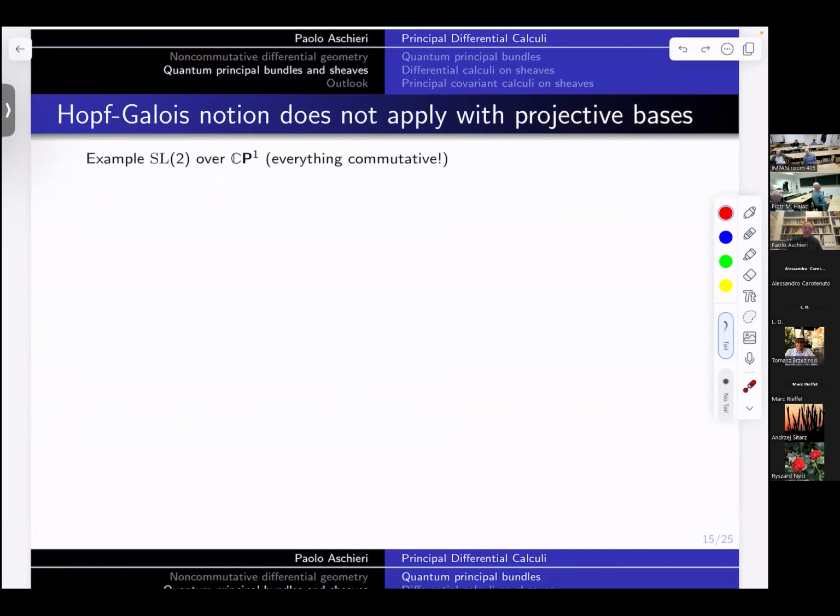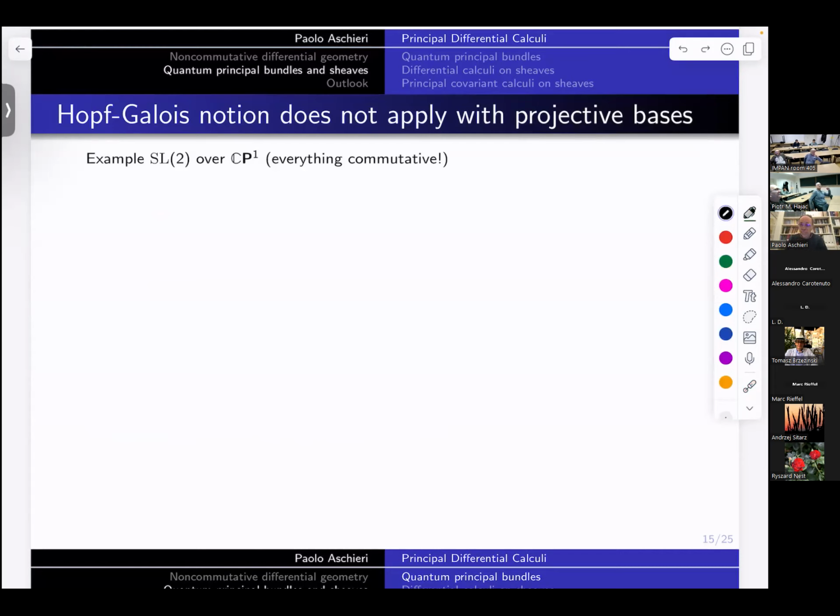Okay. So let me now advocate why one should go more general than considering Hopf Galois extensions. And let's start with an example that is classical, just to see that already there one has problems. So let's take now.